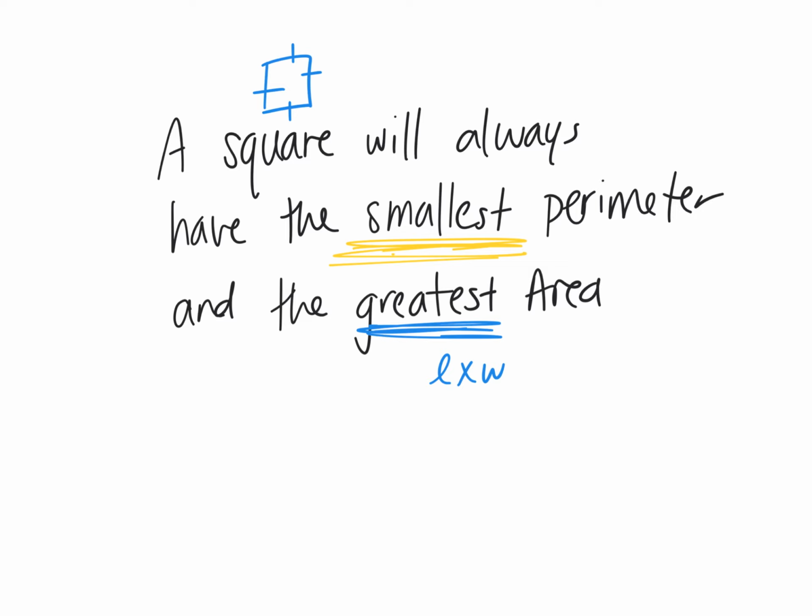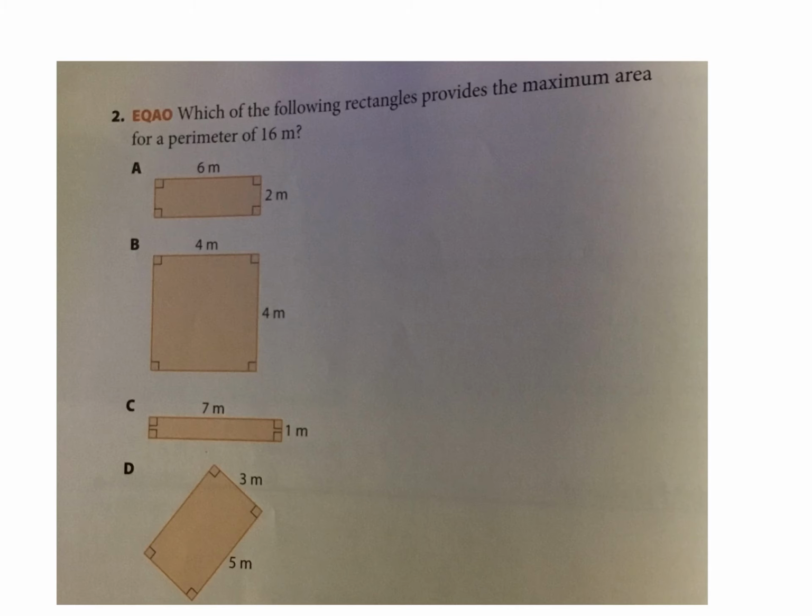For area, let's do, hold on. Let's test it. So this question says, let's test to see if it's true. Which of the following rectangles provides the maximum area for a perimeter of 16? Is a square a rectangle? No. Yes, it is.